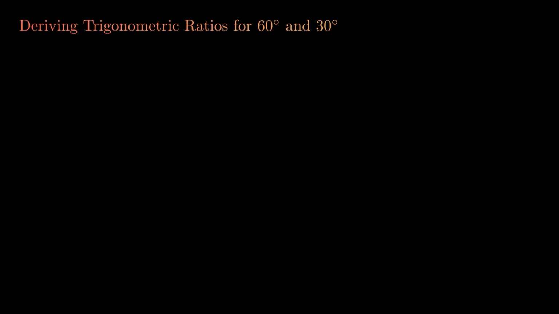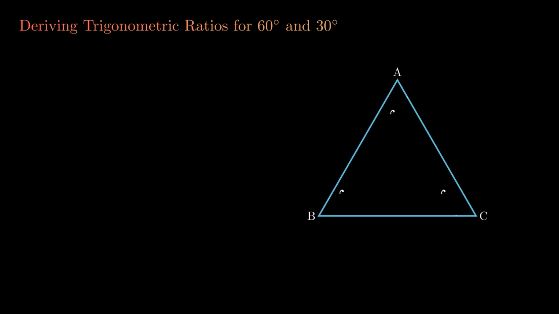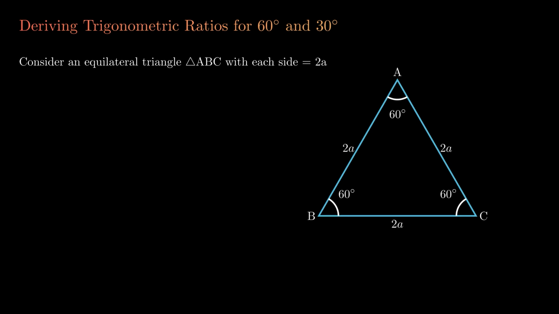Now let's derive trigonometric ratios for angle 60 degree and 30 degree. This is a very interesting derivation, I must say. So let's consider an equilateral triangle. Since it's an equilateral triangle, all the sides are equal and all the angles are equal. So let's consider each side to be of length 2a. So angle A, angle B and angle C will be 60 degree as it is an equilateral triangle.